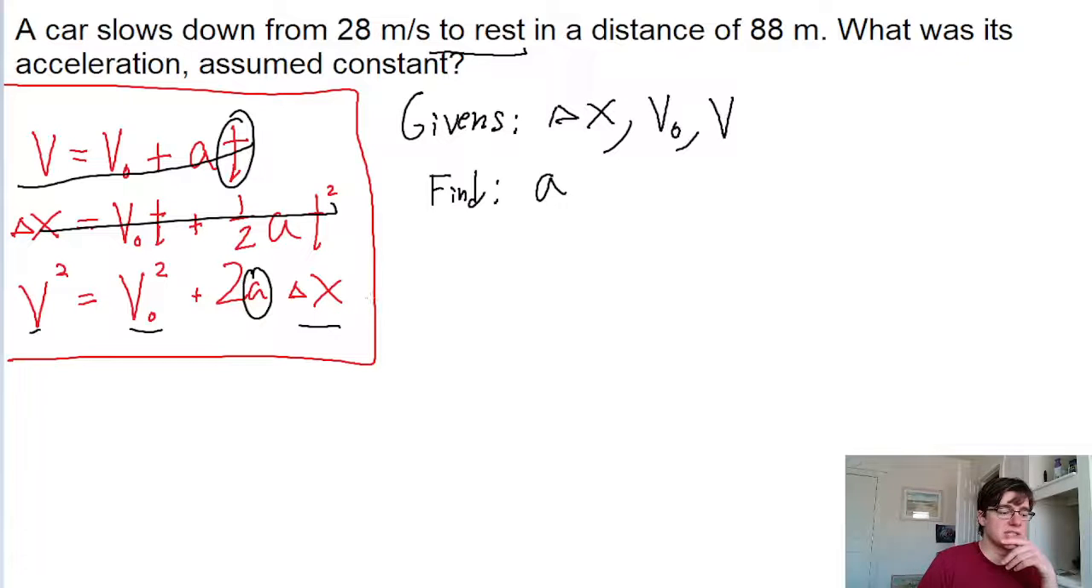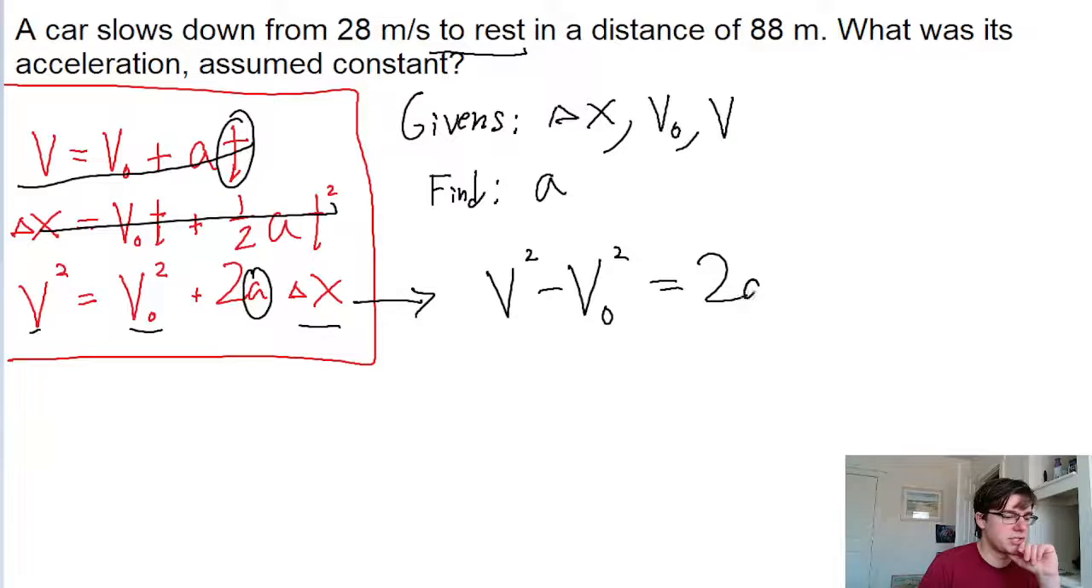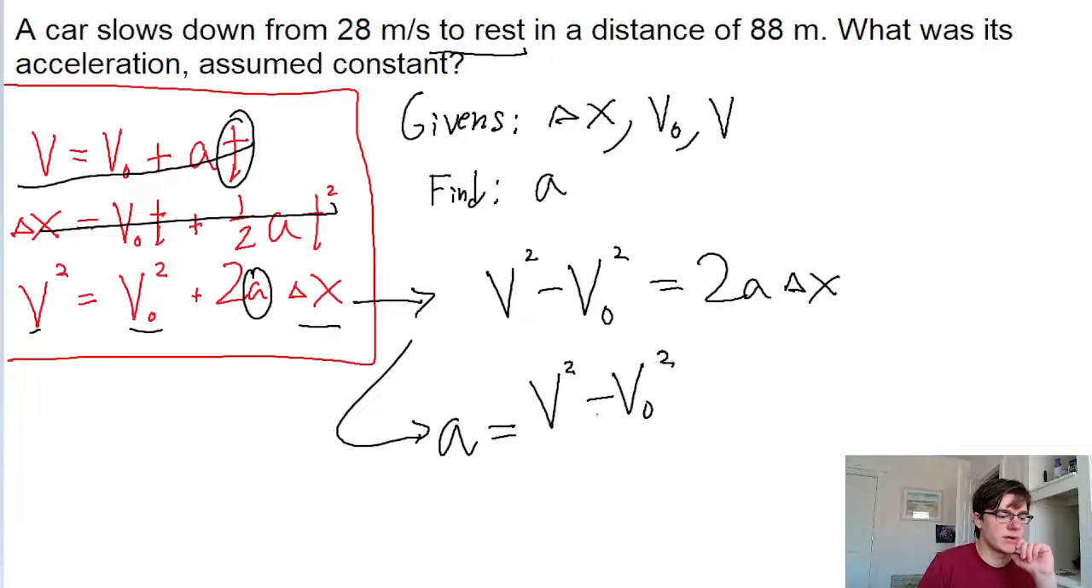So because acceleration is what we're trying to find, we need to algebraically rewrite this equation to solve for a. So first, let's get the v naught squared on the other side of the equation, by subtracting. So that's v squared minus v naught squared equals 2a delta x. Then to get a on its own, we divide both sides of the equation by 2 delta x. The acceleration is equal to v squared minus v naught squared divided by 2 delta x.